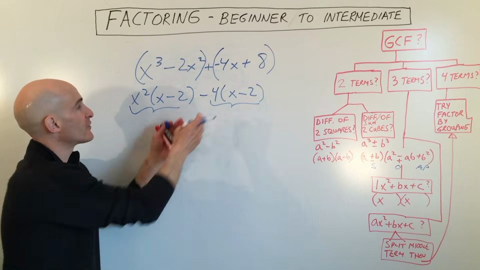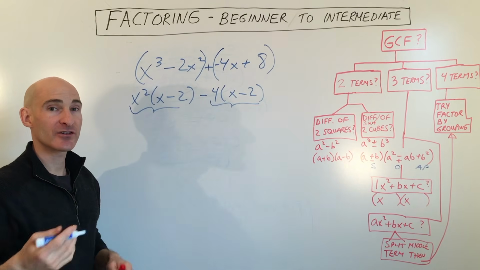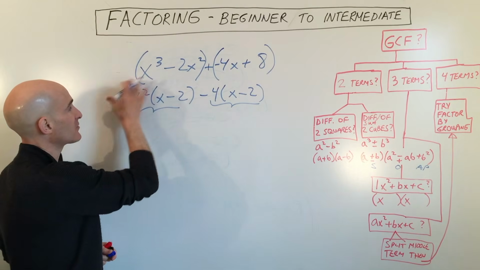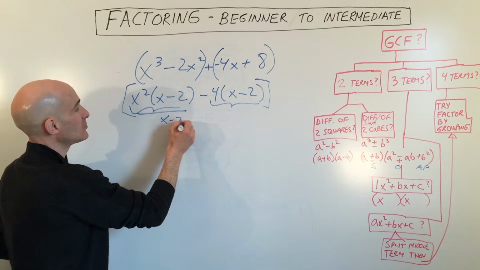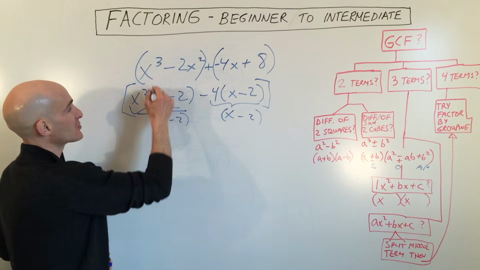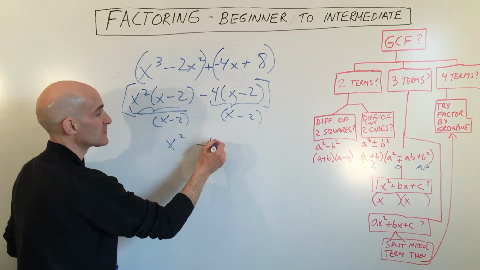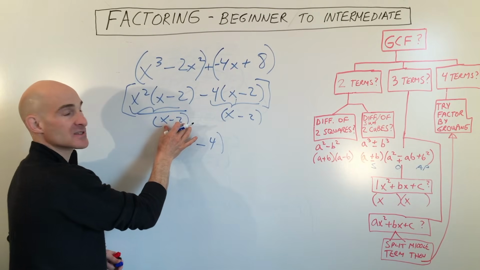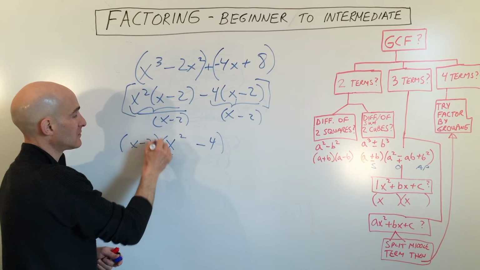What we're going to do now is factor out the x minus 2 as a greatest common factor a second time. So we're going to factor that out. It's like dividing this group by x minus 2, and dividing this group by x minus 2. When you do that, these are going to cancel. You're going to be left with x squared. These are going to cancel. You're going to be left with minus 4. What happens to the x minus 2, though? That comes out in front, like so.